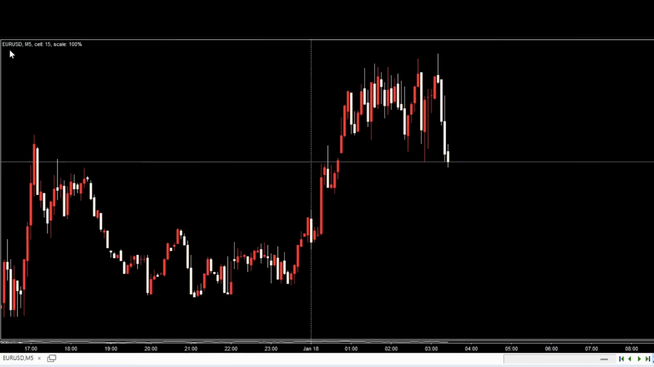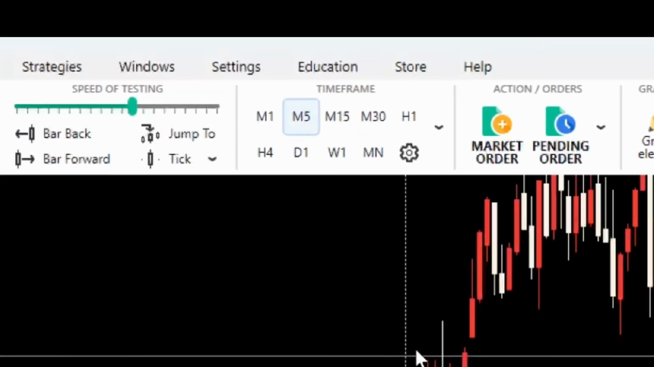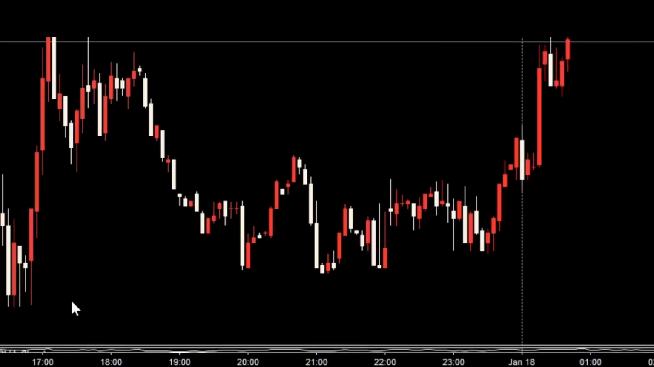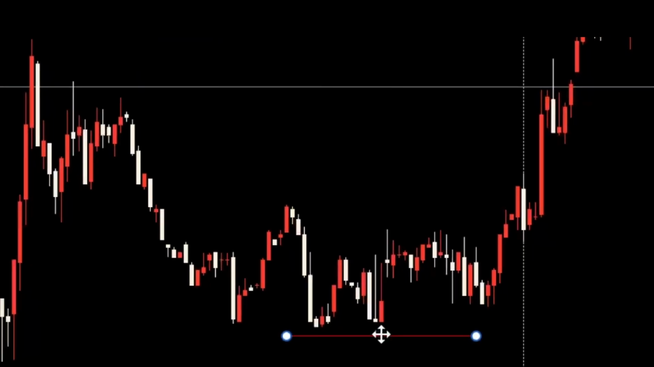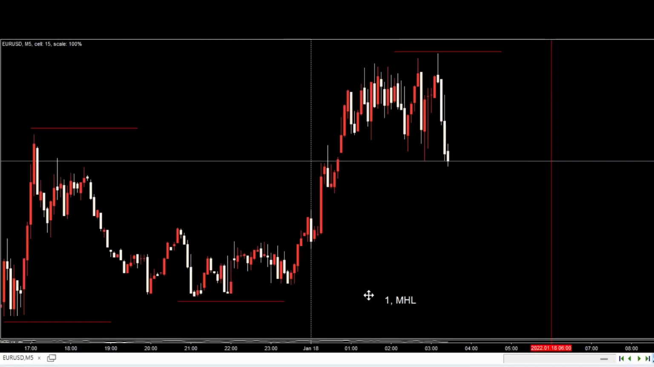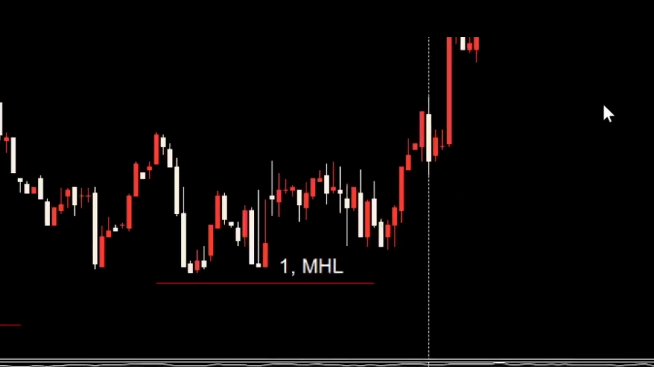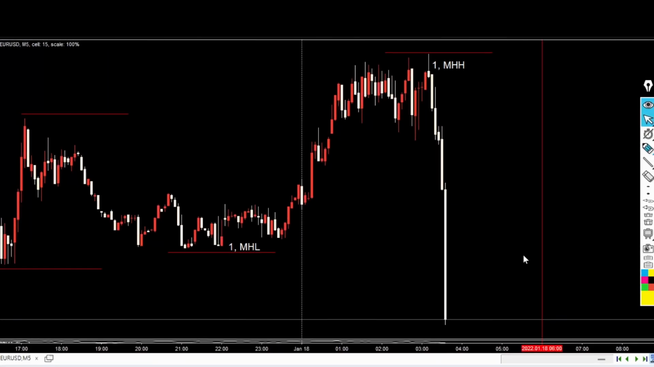Step 1. Go to any pair you like on any time frame. This is the 5-minute time frame of the euro-dollar, as that's what I like to trade. Step 2. Identify the trend and map out market structure using the 3 pillars I explained in part 1. Let's take the first example we did. Here we have a bull trend, and this is the major higher low. Step 3. Wait for price to break this major higher low.